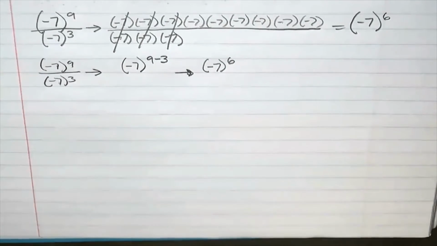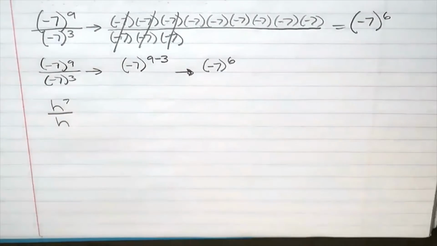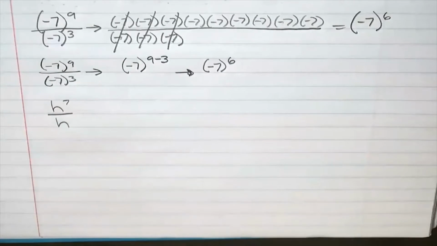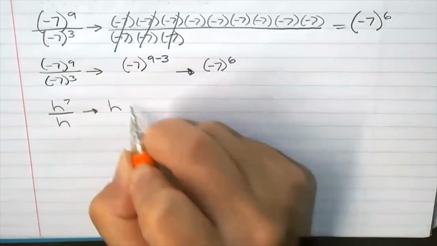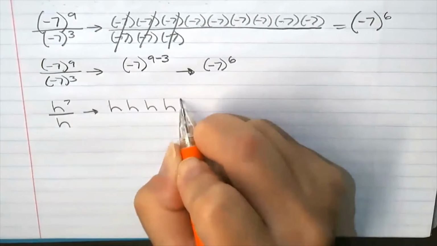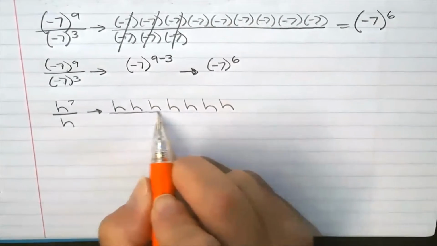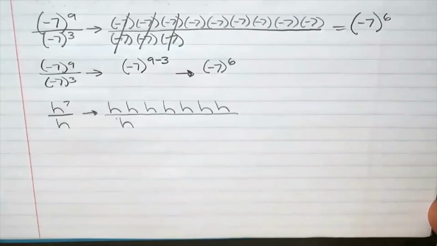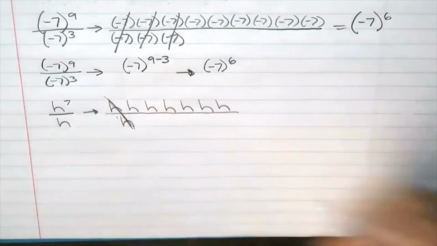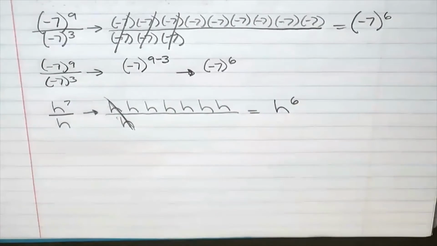Now what happens when I have something like this? H to the 7th over H. Well, this means I have 7 H's multiplied, all over H. So my H's cancel, and I'm left with H to the 6th power.